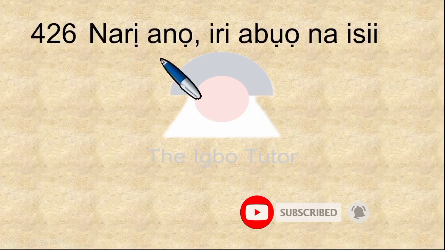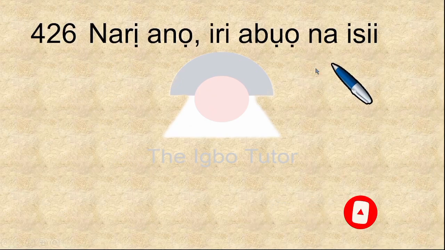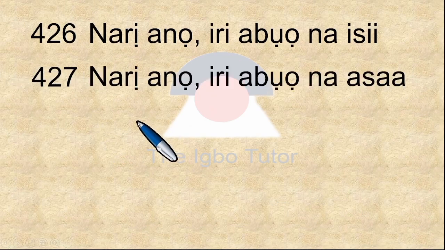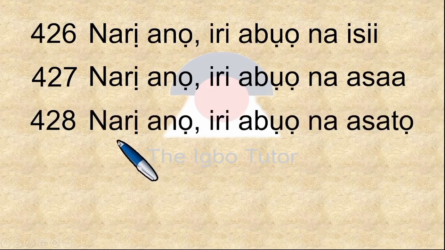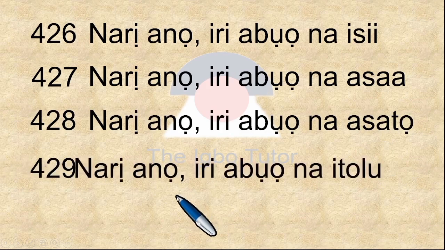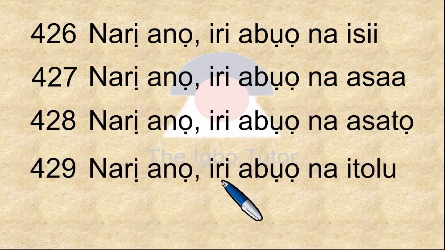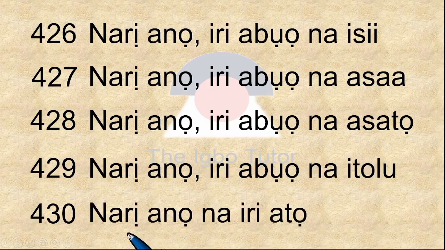426 nari ano iri abuo na isi. 427 nari ano iri abuo na asa. 428 nari ano iri abuo na asato. 429 is nari ano iri abuo na itolu. And then 430 nari ano na iri ato. Nari ano, 100 in 4 places, 400, and na, iri, 10 in 3 places, iri ato.